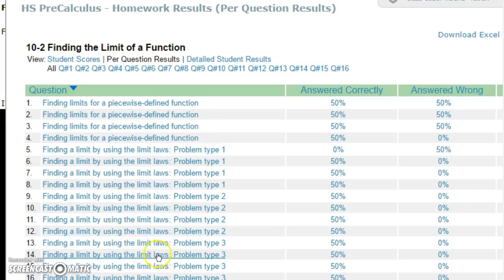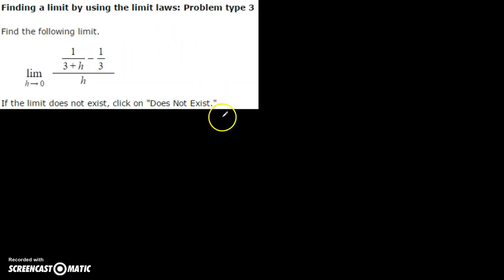In this video, I'll be going over questions number 13, 14, 15, and 16. Those are the type 3 problems. Okay, so let's get started. I'll be showing you guys two examples. But again, they're still talking about finding limits. So the concept part is exactly the same.